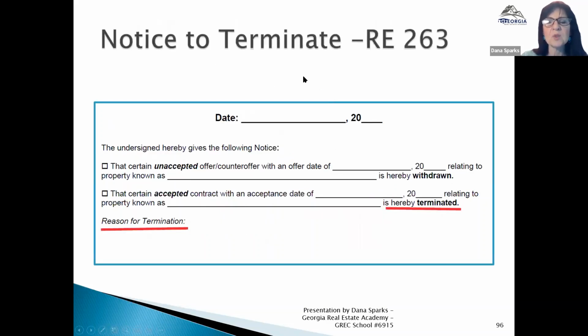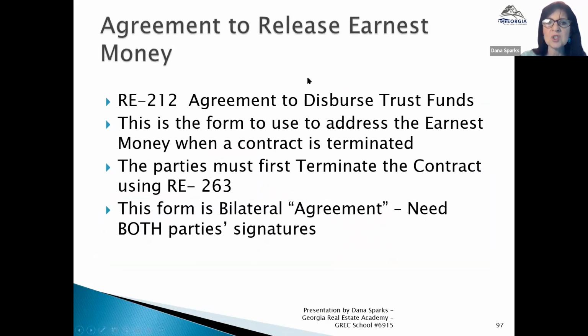In the RE forms, when a buyer is terminating a contract, there are two separate forms. There is the notice to terminate, which is RE 263. And then there's the agreement to release the earnest money, which is RE 212. In the GAR forms, for those of you familiar with GAR, both of these two separate contractual issues are handled on one document. In the RE forms, there are two separate agreements, two separate documents.